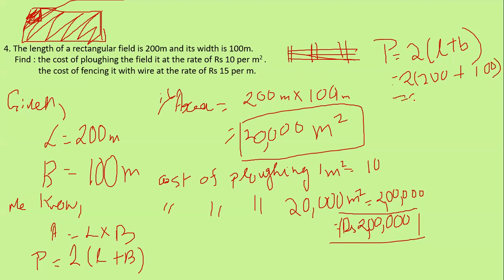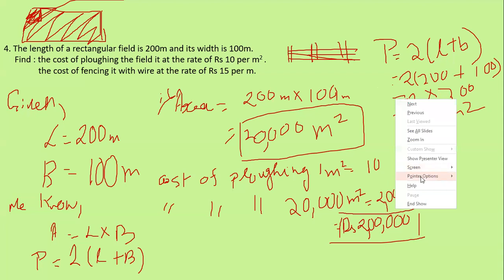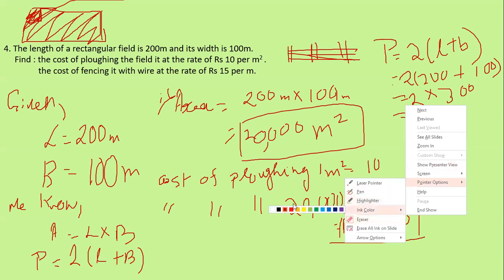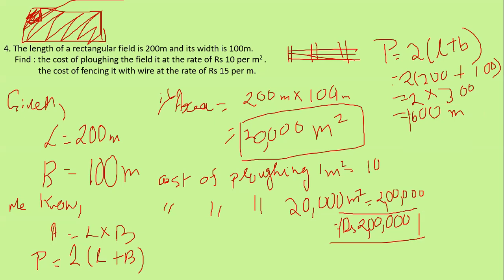Will give me 2 into 300, which will be equals to 600 meters square, right? Sorry, not meters square. I'm really sorry. It will be actually meter, 600 meter. So 600 meter का मतलब क्या? ठीक है, it is actually 600 meters.